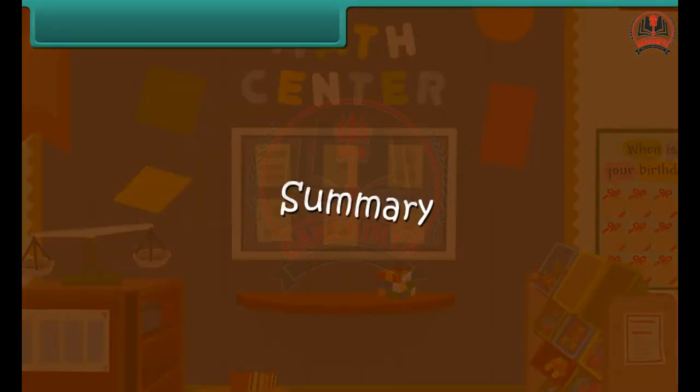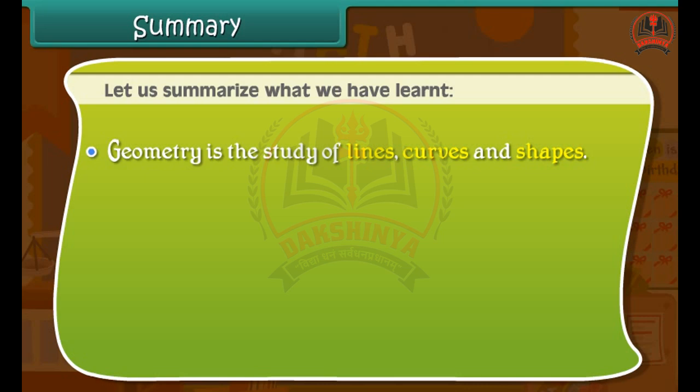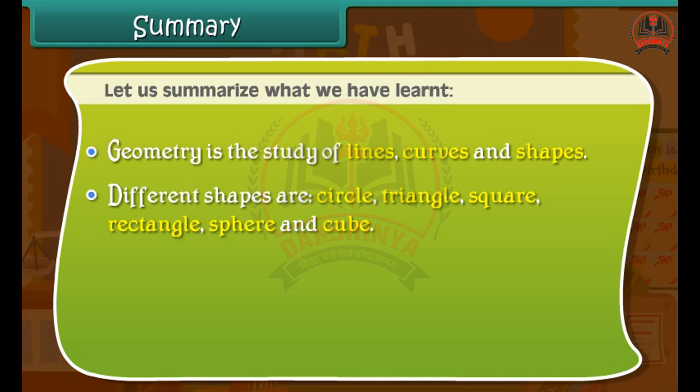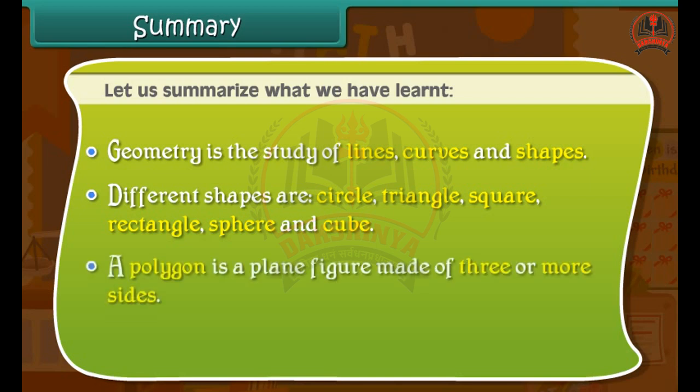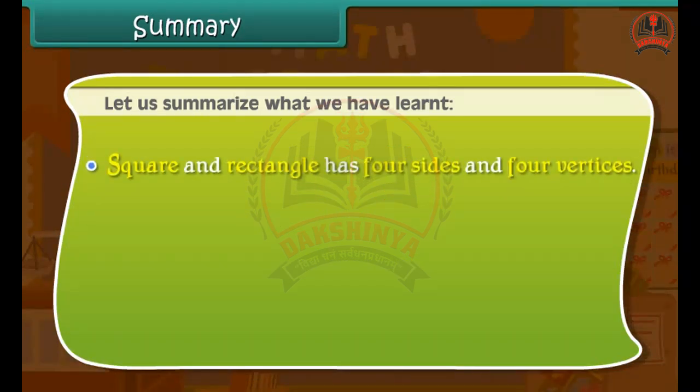Summary. Let us summarize what you have learned. Geometry is the study of lines, curves, and shapes. Different shapes are circle, triangle, square, rectangle, sphere, and cube. A polygon is a plane figure made of 3 or more sides. A triangle has 3 sides and 3 vertices. A square and a rectangle have 4 sides and 4 vertices.